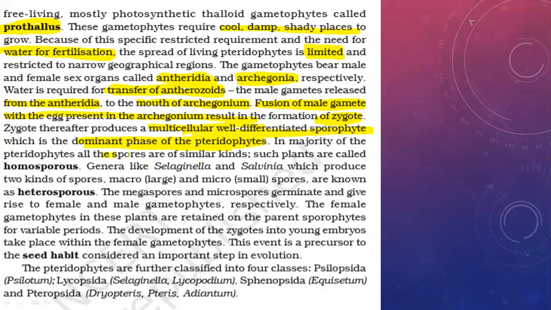So in pteridophytes, if a plant produces all similar kinds of spores, you will be calling it homosporous. Genera like Selaginella and Salvinia produce two kinds of spores, that is, one large spore, the macrospore, and the small spore, the microspore. Such a condition is referred to as heterosporous. The development of zygote into young embryo takes place within the female gametophyte, and this event is a precursor to the seed habit, considered an important step in evolution.